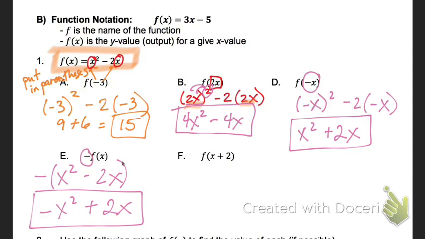Okay, F, this is like the pre-AP question right here. I want you to try it. I'm going to put the answer.